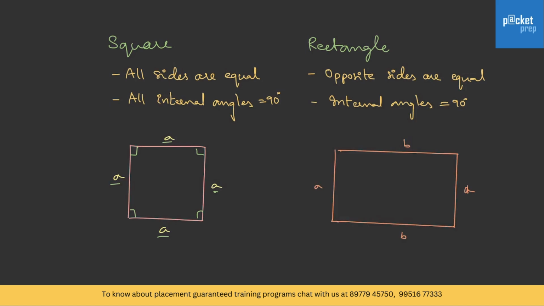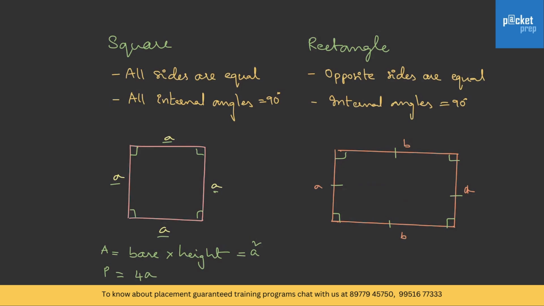So here is the diagram. Opposite sides A and A, and the other two sides are B and B. Now the internal angles, again the same, all 4 are 90 degrees. Now for these two figures, we need to find the area and perimeter. Area we already know, it is base into height. So in a square, base is A and height is also A, therefore A into A is A square. How about perimeter? Perimeter is the sum of the sides, so 4 times A, that is 4A.